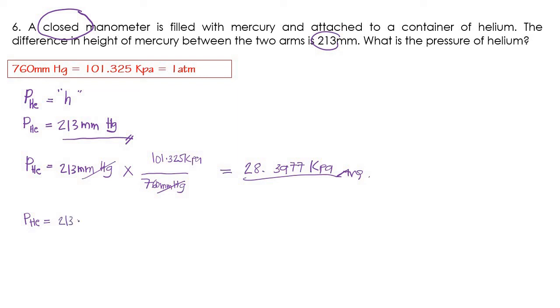Now, if we want the pressure in atmosphere, of course, we simply have to convert. That is 213 millimeter of mercury times 1 atmosphere is 760 millimeter of mercury. Millimeter of mercury and millimeter of mercury will cancel out. And this is simply 0.2803 atmosphere. Answer.